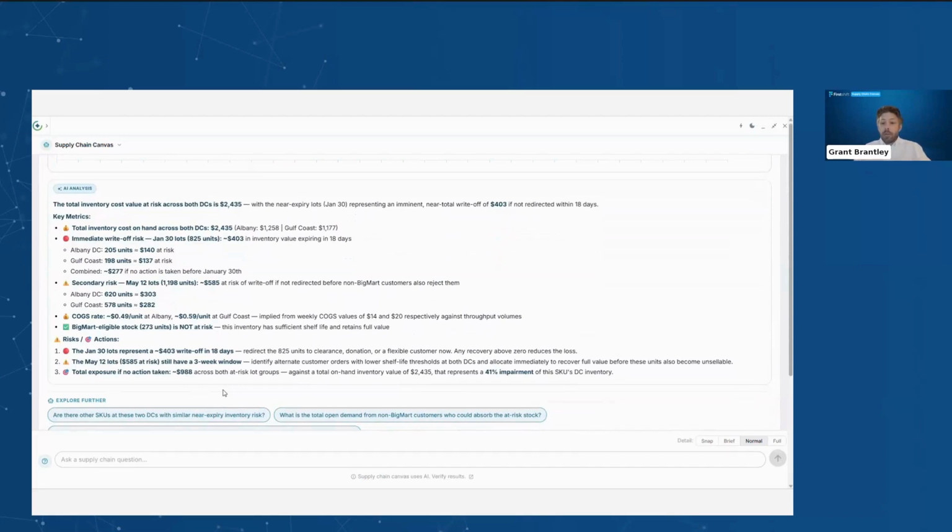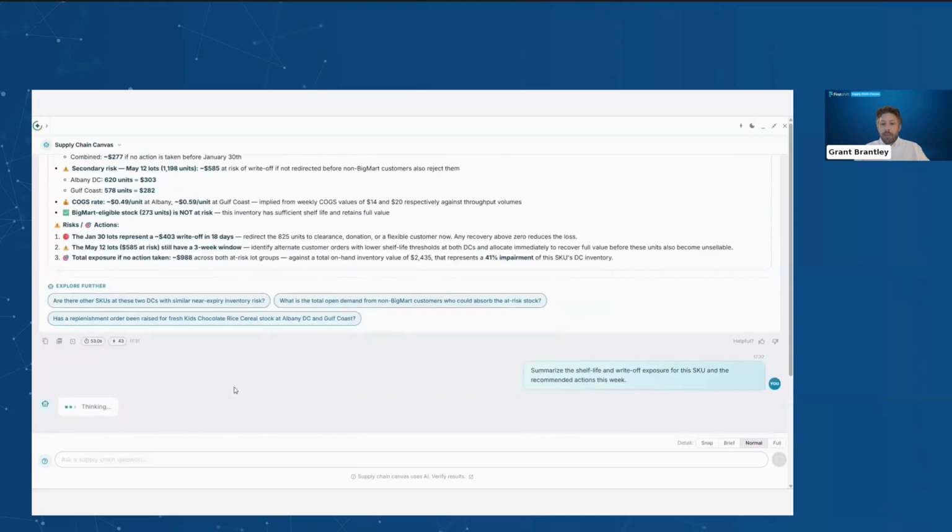So put together, that's close to $1,000 at risk on this one SKU against the total on-hand value of 2,400. So Canvas is telling us that 41% of that product's inventory value is impaired, but we need to act quickly to try to move some of it to be able to save that inventory that could go to another customer. So now what I'm going to do is discuss this with my team. So I'm going to ask Canvas to provide me a summary of all of this so that we can gather that and discuss what our next steps are going to be.